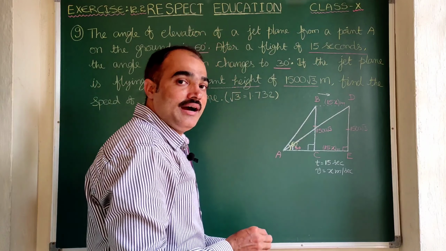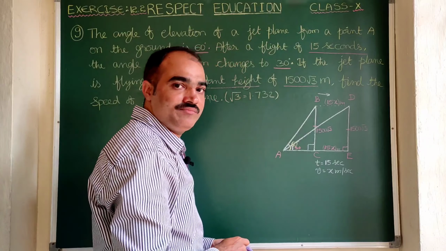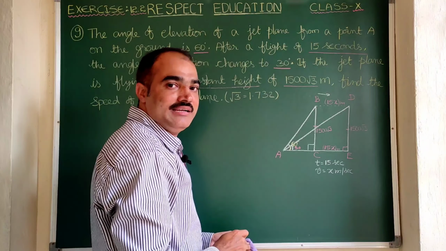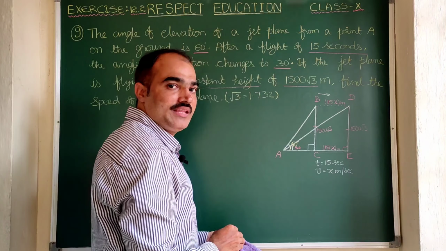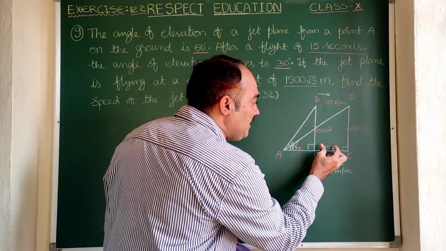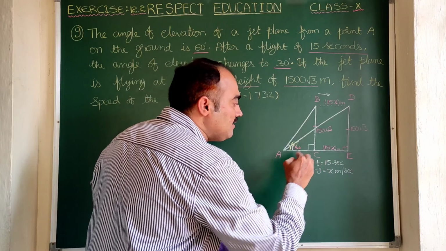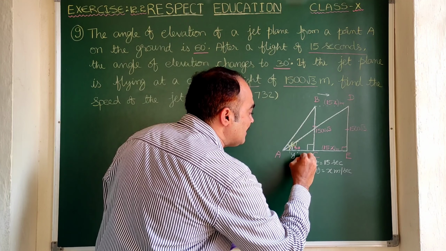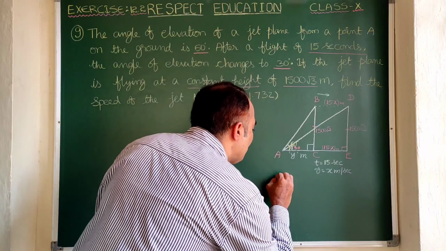Now let us observe carefully. There are two right angle triangles. The first one is triangle BCA, the second one is triangle DEA. Here you see 15x meters is the distance from C to E. We are not taking anything for AC, so let us take it as some y meters. Let us consider the distance between A to C as y meters. Now let us start solving this problem.